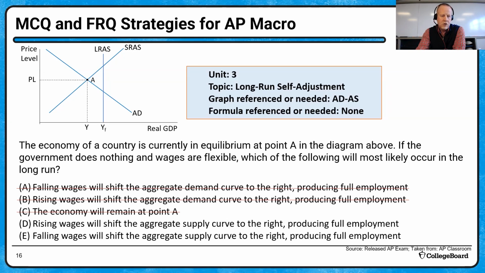No, we know that wages aren't going to go up here. We're operating below full employment. You have a high degree of unemployment, high degree of cyclical unemployment. Not going to happen. Part E, let's confirm. Falling wages will shift the aggregate supply curve to the right, producing full employment. That's exactly right. That tells the story. That's long run self-adjustment. There's your answer.